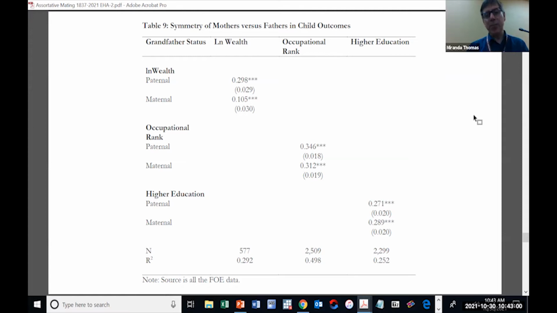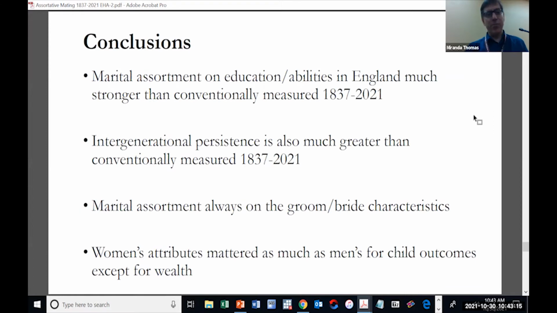But if you look at occupational rank or attainment of higher education, those coefficients are indistinguishable, right? They are of the same magnitude and not statistically different. And so we are actually achieving nice symmetry again. So just to sum up the conclusions here, marital assortment is much stronger than conventional estimates would suggest. Conventional estimates would have numbers like 0.3 or 0.4, 0.45 or something in the case of education.